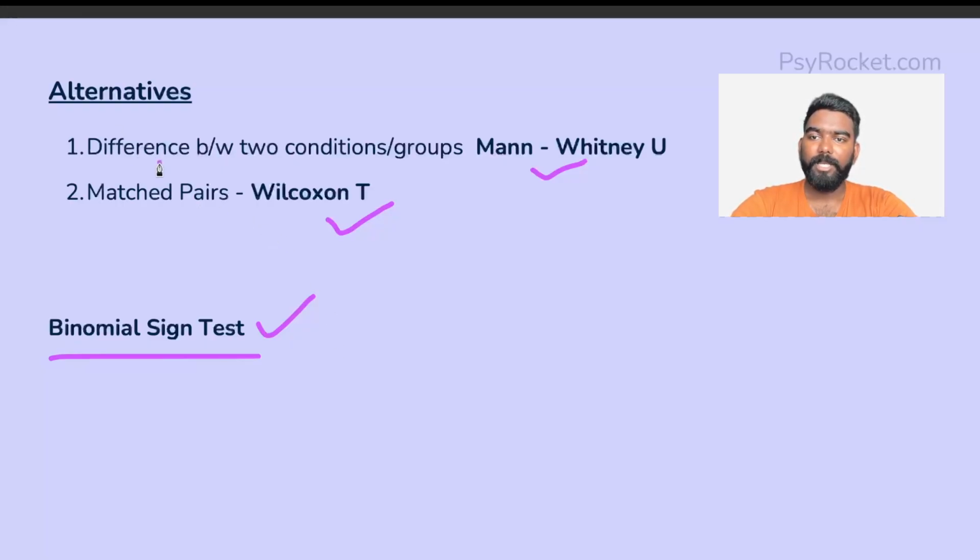Okay, so if you are testing for two conditions or groups and your data did not meet those assumptions, you can use Mann-Whitney U. And if your design is matched pairs design and your data did not meet those assumptions, you can use the Wilcoxon signed rank T test.